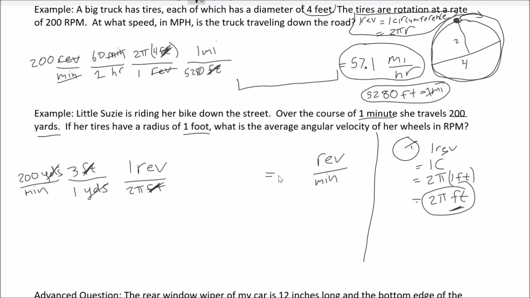Okay, and so I get 95.5. We're always going to stop and check and see if our answer makes sense. Is it possible that a bicycle wheel could turn over 95 times in 1 minute? I think so. Yeah, seems reasonable. And that's exactly what they asked for. Y'all, we're done. So it's not that much work.